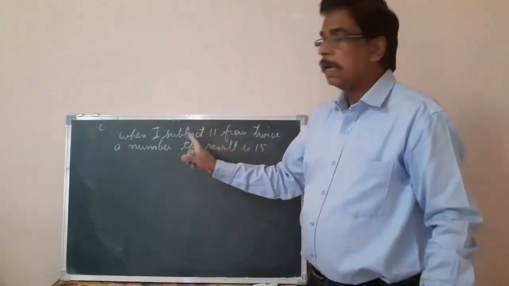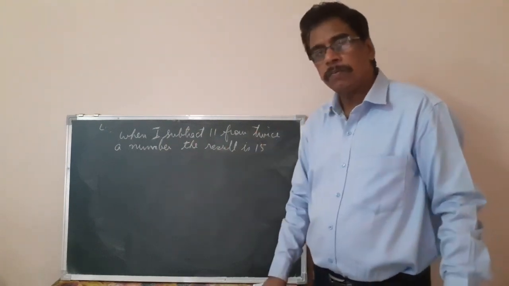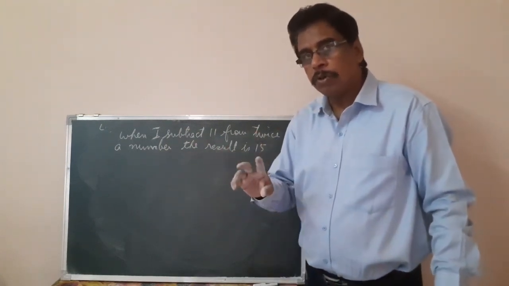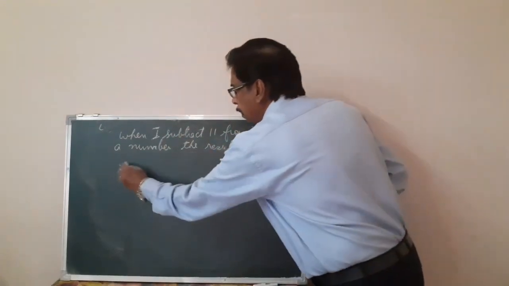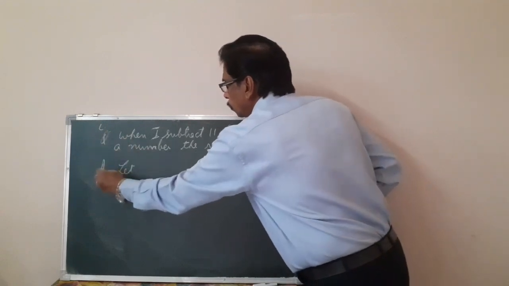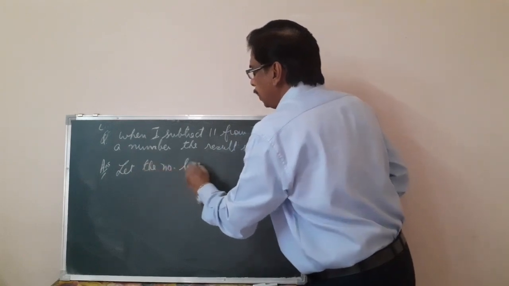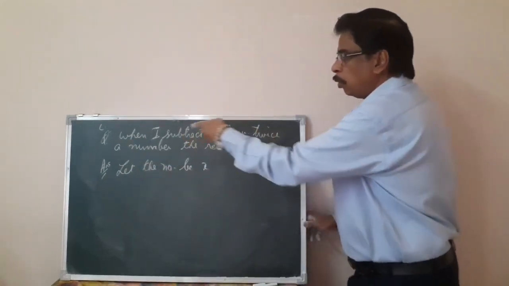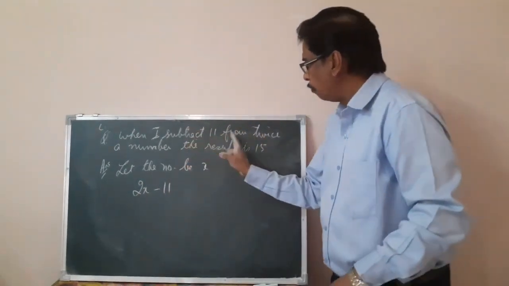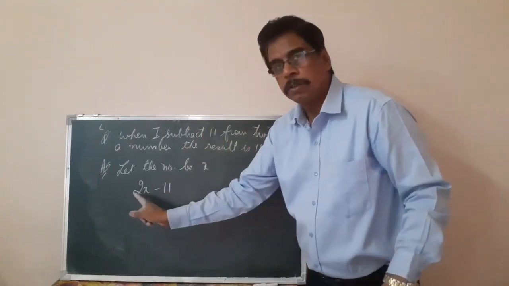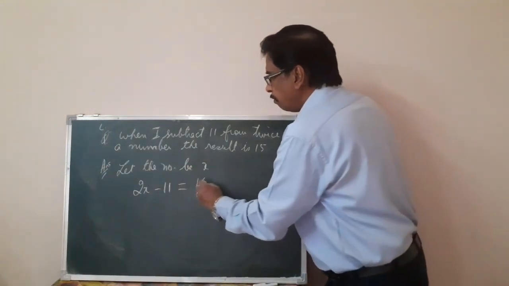When I subtract 11 from twice a number, the result is 15. We did a few questions like this before also. Let the number be x. When I subtract 11 from twice a number is 2x minus 11. Why did I put 2x first? Because from twice a number, from will come first. From twice a number we subtract 11 and we get the result 15.